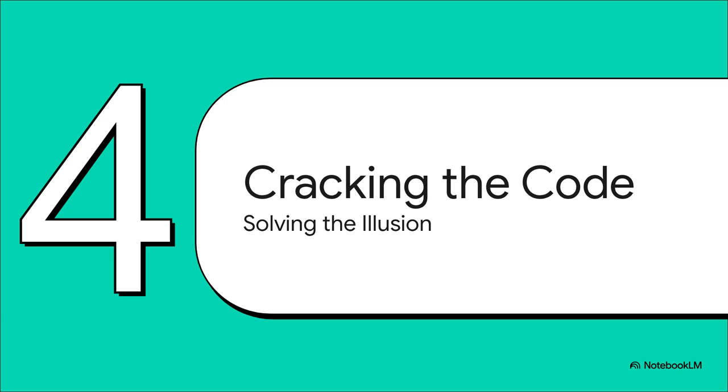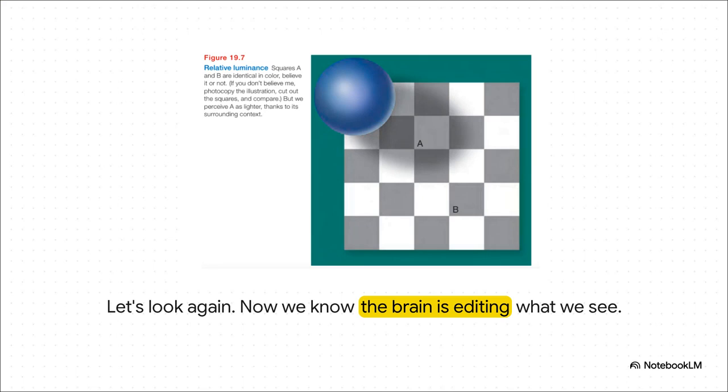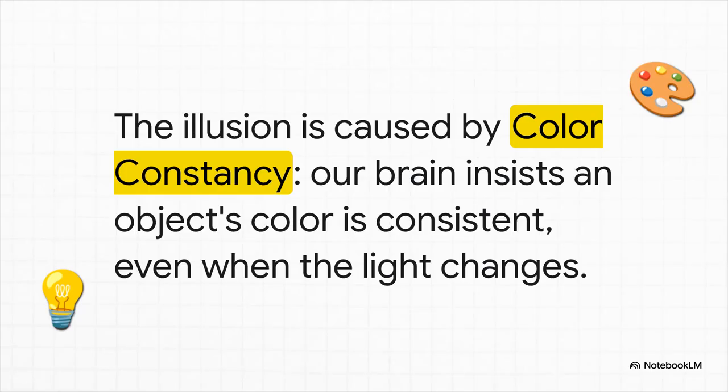Okay, so we've covered sensation and perception, Gestalt principles, and constancy. We now have all the tools we need. It is time to go back and crack the illusion code. So let's go back to our checkerboard one last time. Why on earth do squares A and B look so incredibly different when we know for a fact they are the exact same color? The secret is one last type of this superpower we've been talking about.